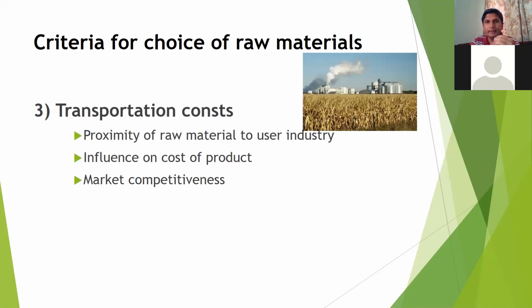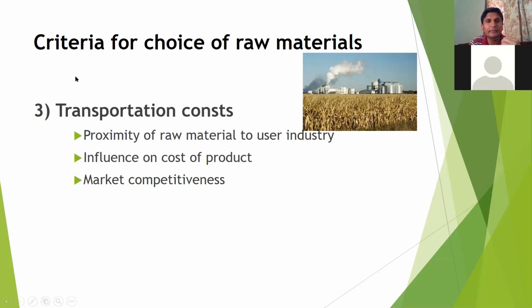Then at number three, transportation costs. Sorry, this is misspelled. It's costs. So transportation costs. This is also a very important factor in selecting the raw materials for large scale industrial fermentations. For example, if the site of production of the raw material is far away from the site of production of the product, then we have to not only bear the cost of the raw material, but also the cost of the transportation to make that raw material available exactly at the industrial site. So again our cost of the final product would be increased.